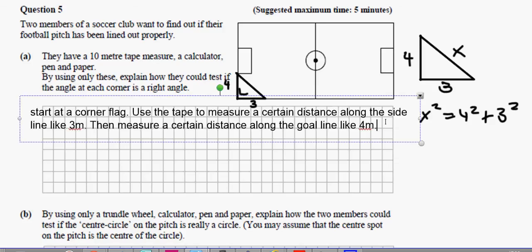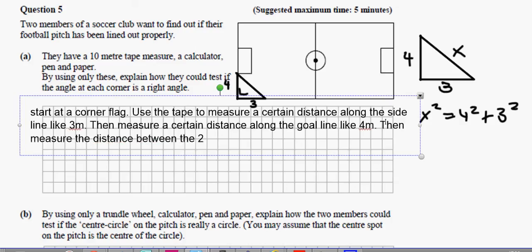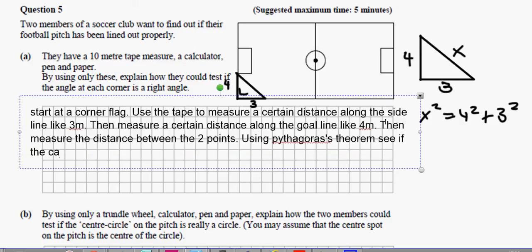Okay, so what we're going to get next is: then measure the distance between the endpoints. Then measure the distance between the 2 points. Using Pythagoras Theorem, see if the calculated distance is the same as the measured distance.